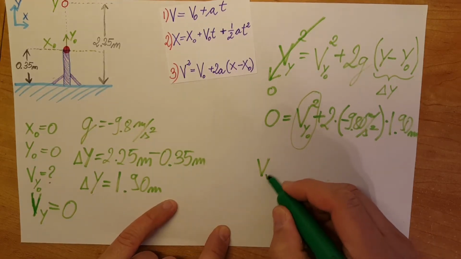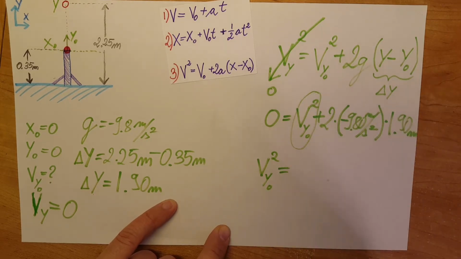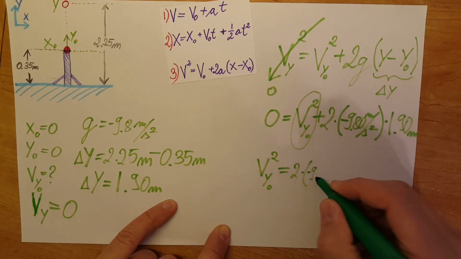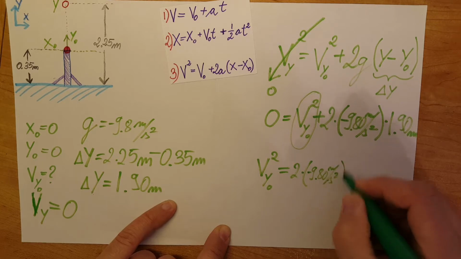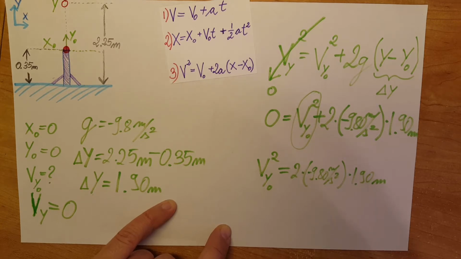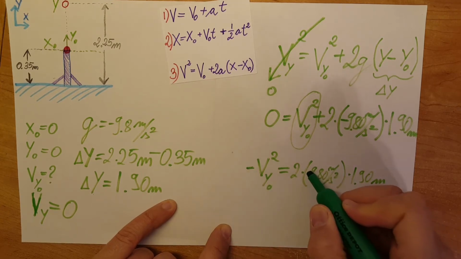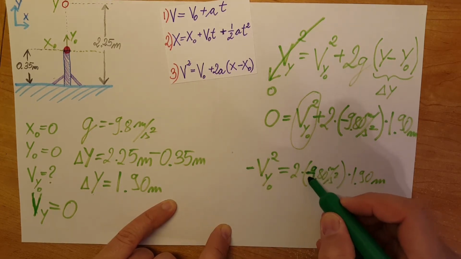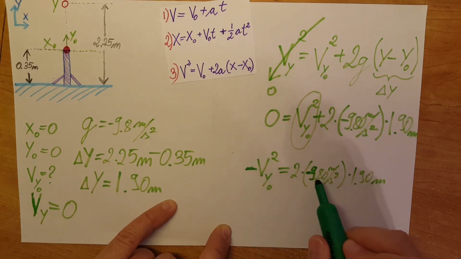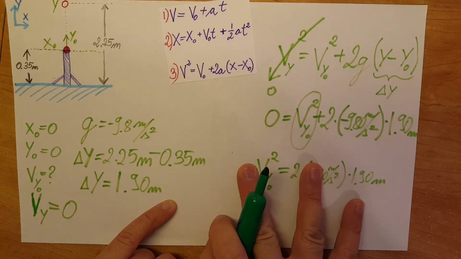Now we're gonna solve for this. We're gonna bring it to the other side, equals this whole thing, 2 times negative 9.80 meters per second squared times 1.90 meters. There you go. We brought this to the other side. Let's not lose the negative. There's another negative here. Both negatives cancel each other, so we're gonna have two nice positive values on both sides.